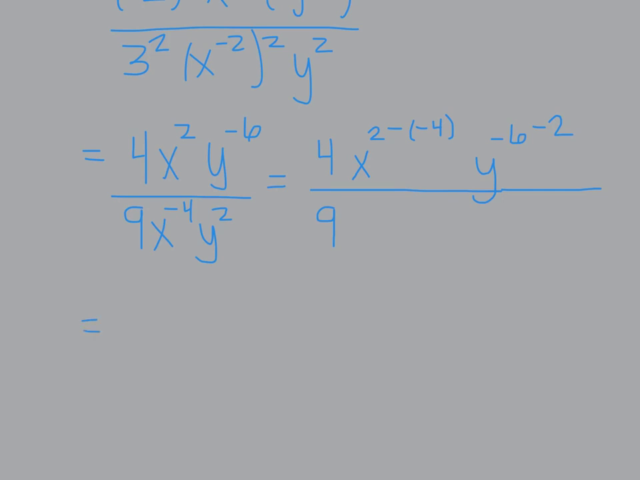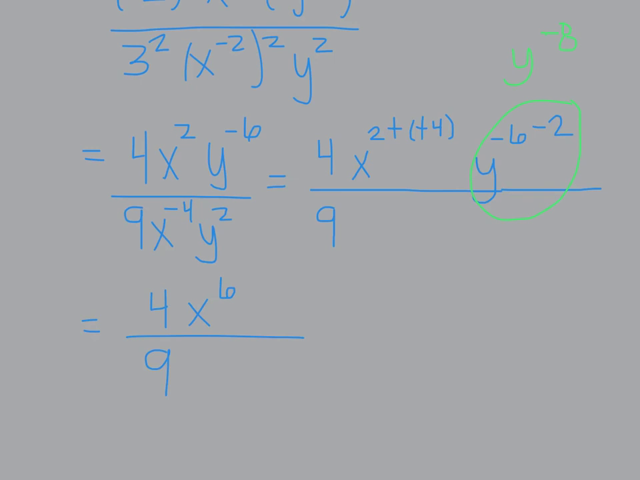Let's keep going. So we've got 4, and doing that subtraction on the exponent in the x, 2 minus a negative 4, that's like 2 plus 4, right? Negative, negative, we get positive, so that's x to the 6th. Okay, in the denominator we still have that 9, and then that y to the negative 6 minus 2, that's going to give us, I'm just going to do that right here, that's going to be y to the negative 8. All right, so we've got a negative exponent in the numerator.